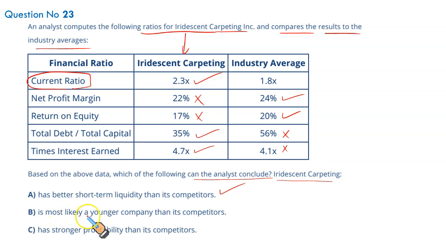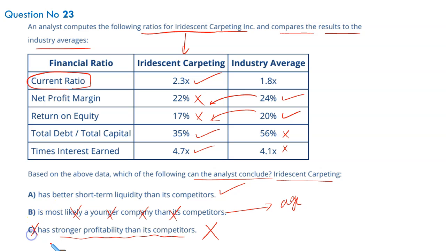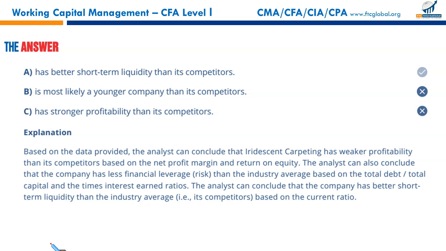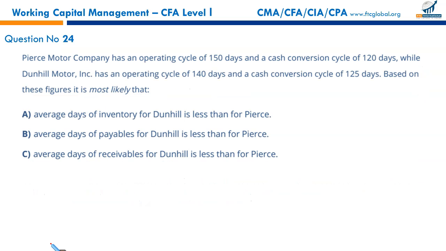This company is most likely a younger company than its competitors. There is absolutely no reference to the age of the business. We can't say. This is a ridiculous option. The company has stronger profitability than its competitors? No. Profitability, as regards net profit margin and return on equity, is lower than the industry average, so we can't say that. This is not correct. So the correct option is A.